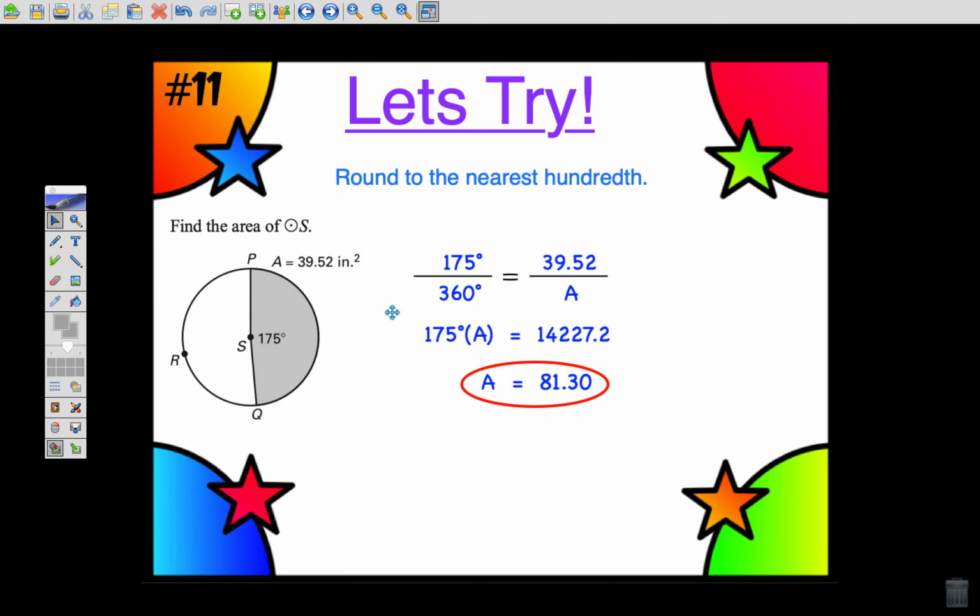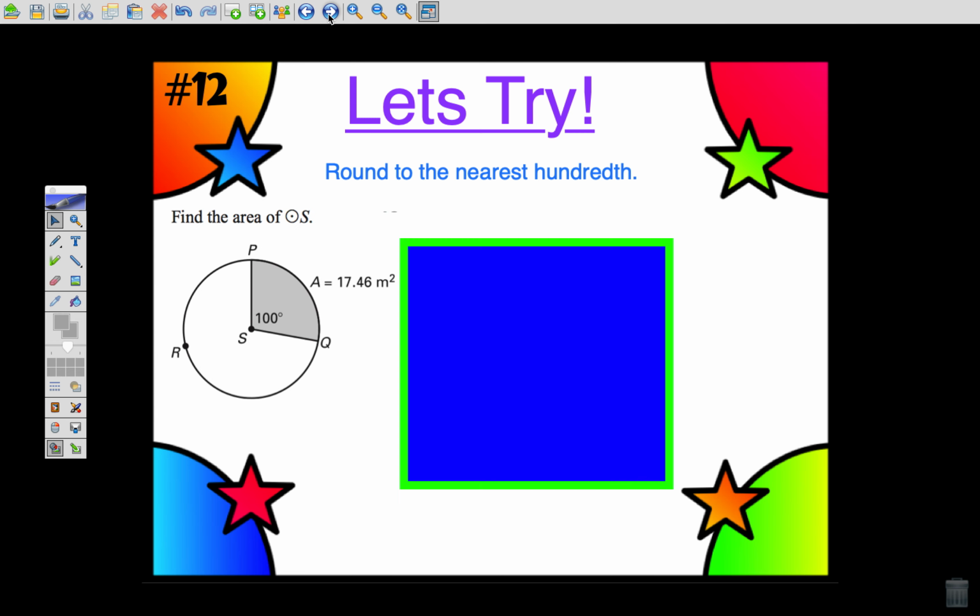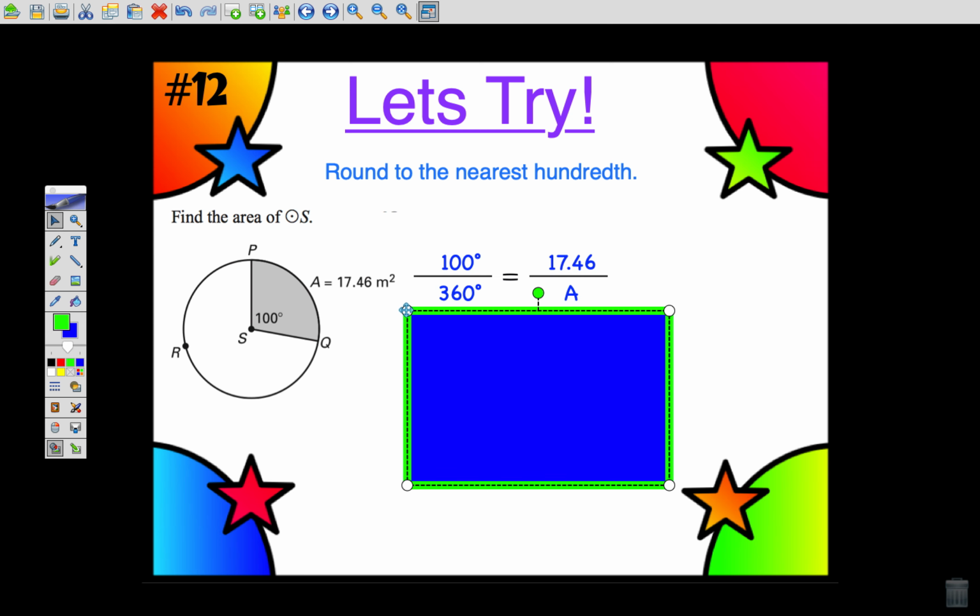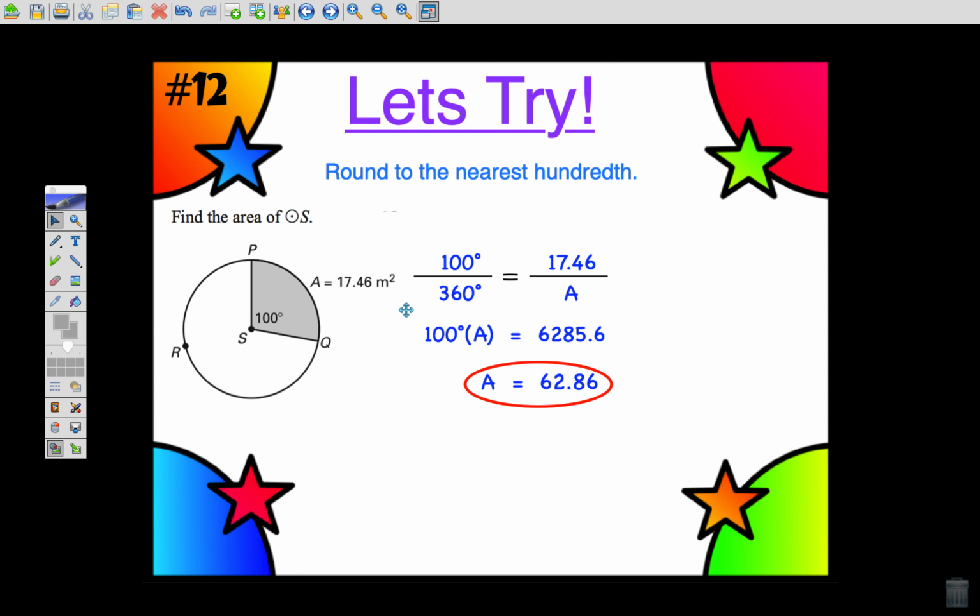81.30. All right, one more time, pause it to see if you can figure out the area of circle S. So there's your proportion. Just cross multiply and solve for A. Nothing to it.